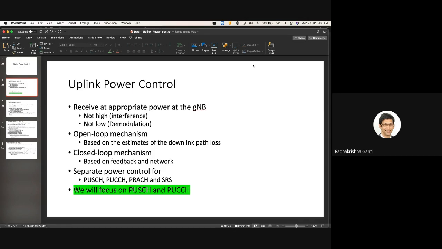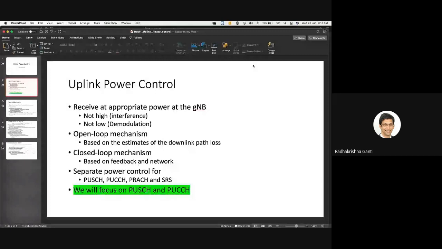One is called the open loop mechanism. In the open loop mechanism, essentially what does the UE do? The UE tries to estimate path loss, essentially the loss between what the base station transmits and what you receive, and tries to compensate that. In the open loop, you try to compensate as much as possible.